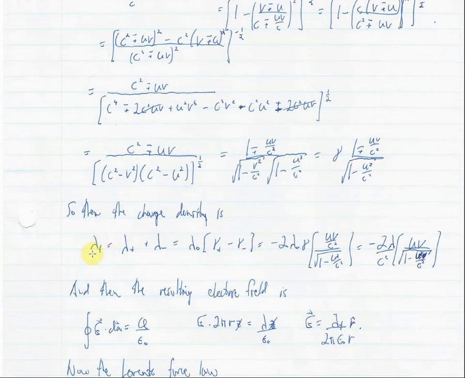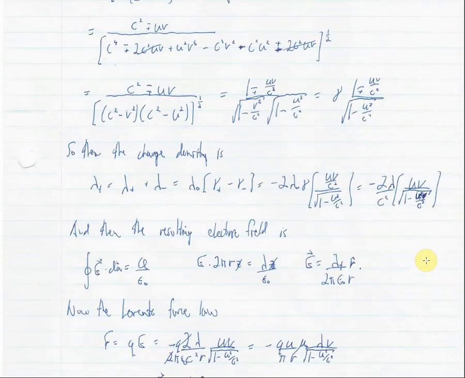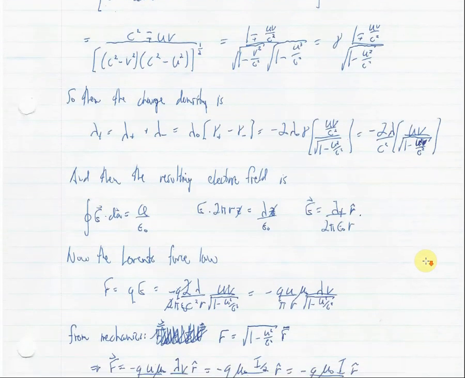So now we need to know what the change in the charge density is, or the difference of the total charge density, I should say. And so that's the original charge density times gamma plus minus gamma minus. And so we can substitute this in here, and we get minus 2 lambda over C squared UV times the square root of 1 minus U squared over C squared. So this is this gamma factor. Okay, so now we're in the frame of this charge.